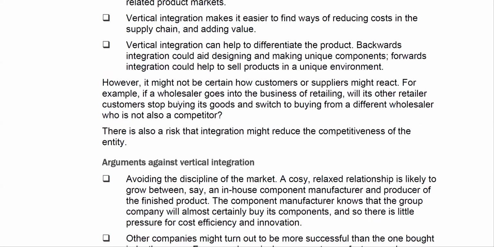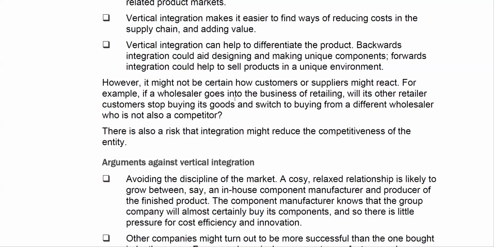However, it might not be certain how customers or suppliers might react. For example, if a wholesaler goes into the business of retailing, will its other retailer customers stop buying its goods and switch to buying from a different wholesaler who is not also a competitor? Okay, so you look at other issues that might be created. In cases, you can discuss these issues.